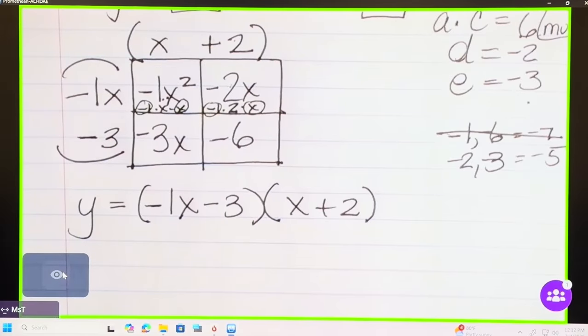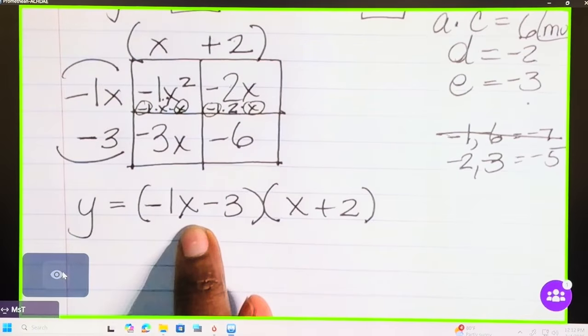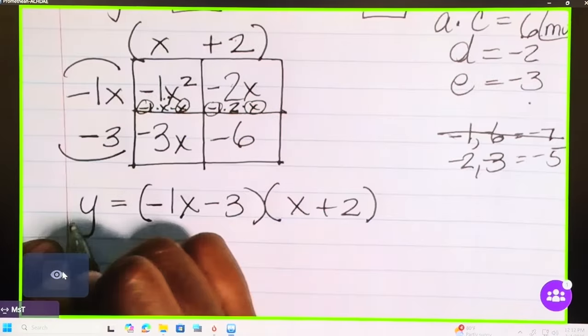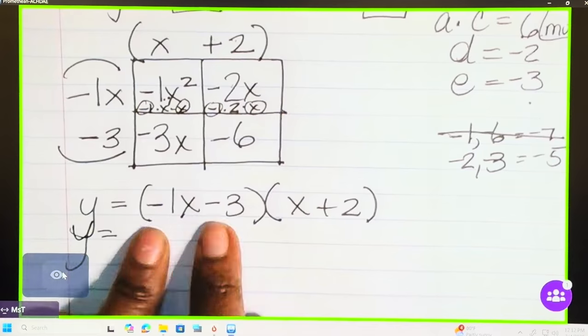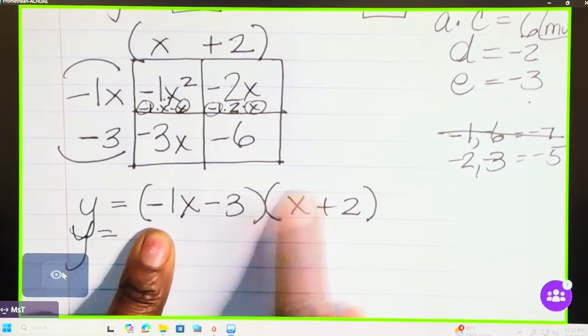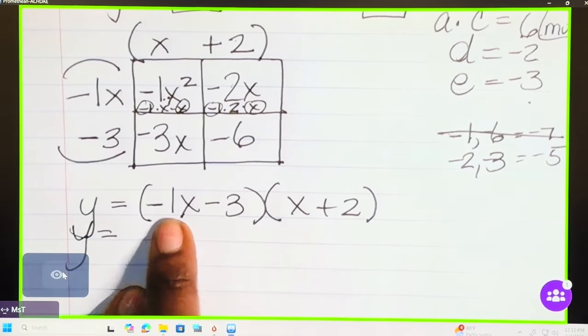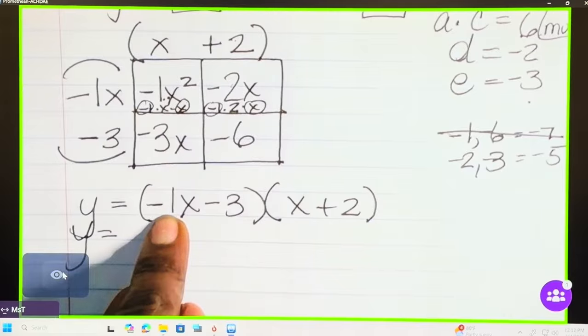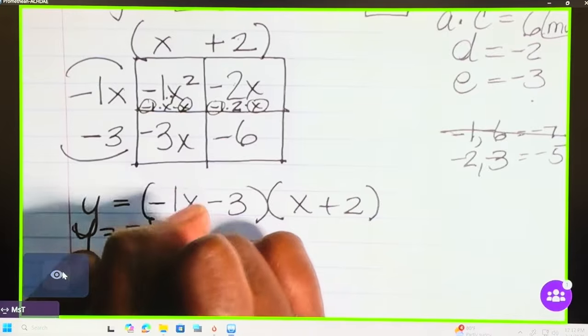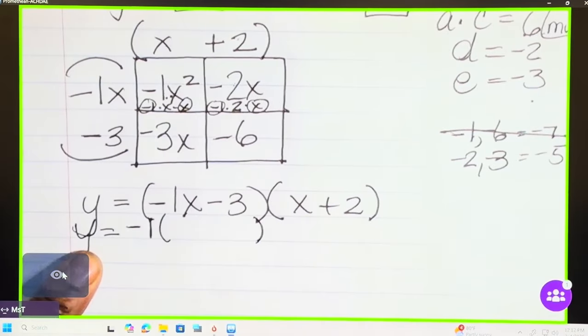Now, is this factored completely? No. How do we know it's not factored completely? Because we can take something out. What can we take something out of? The -1, the first one, right? So watch what we do. I'm going to put y equals, and I'm going to pull out of this because this has a plain x, so I know that's good, but this doesn't have a plain x. So if I can pull this out of both, I want to, right? So I'm going to pull out a -1, and I'm going to put a parenthesis.